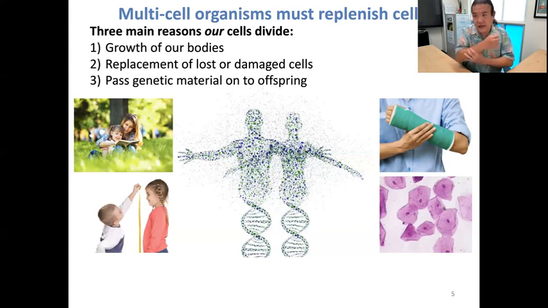And of course, if we get injured, if our tissue is damaged, then certainly cells must divide to be able to restore or heal the damage to our bodies. And the third important consideration is that the cells in our body must divide as part of the process of passing genetic material onto our offspring.